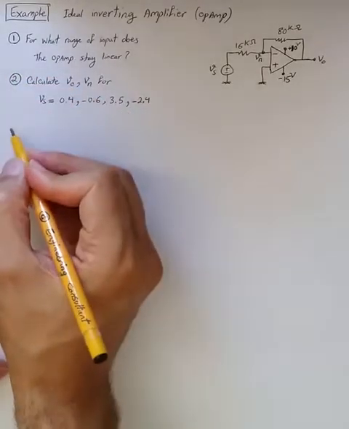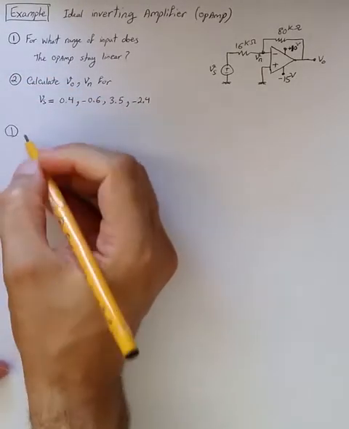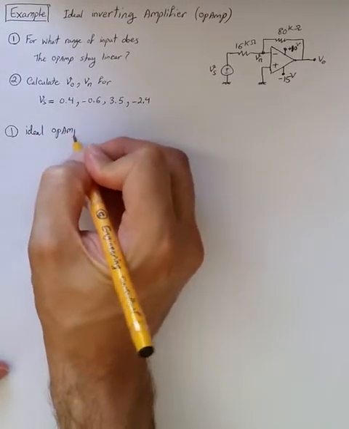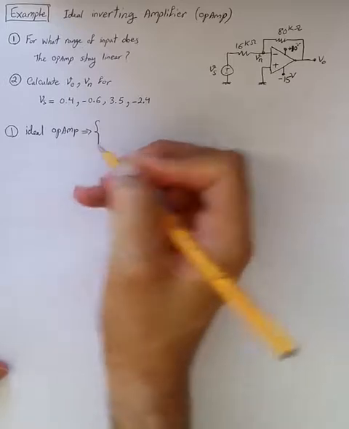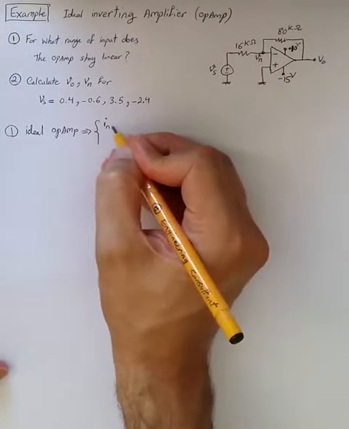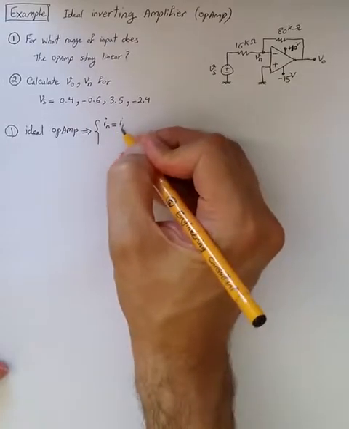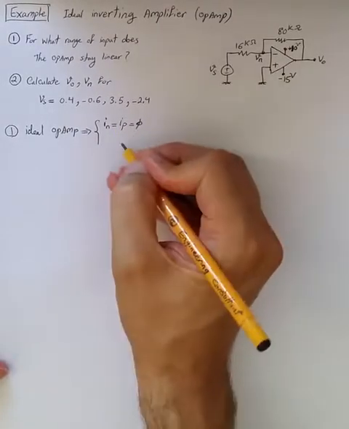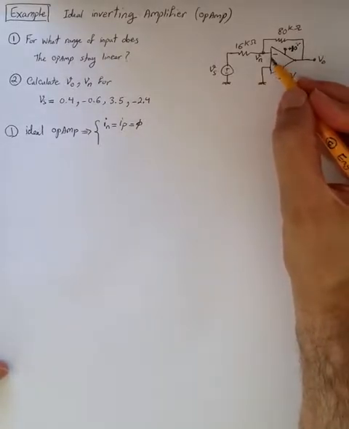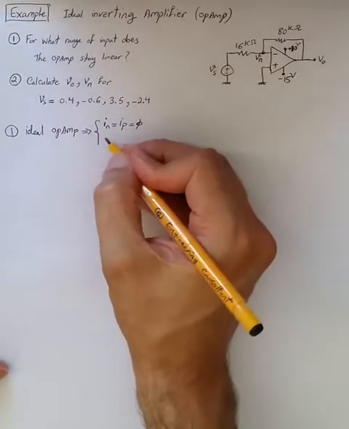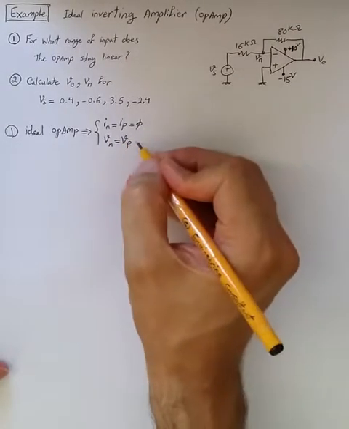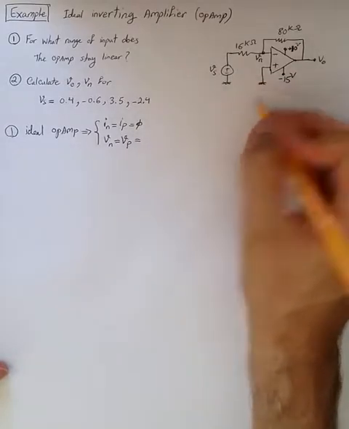For the first question, we know it's an ideal op-amp, and therefore we have infinite input impedance, so no current is going to the negative or positive terminals. Plus, because it's an ideal op-amp, it will force a virtual short between the positive and negative terminals. So Vn should be equal to Vp, the voltage of the positive terminal, which is ground or 0.